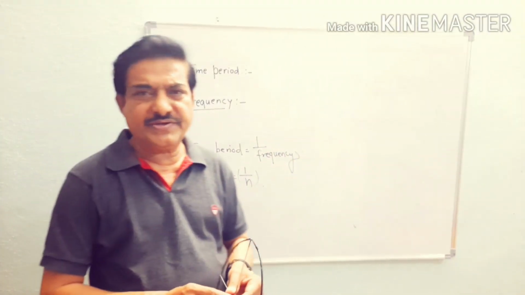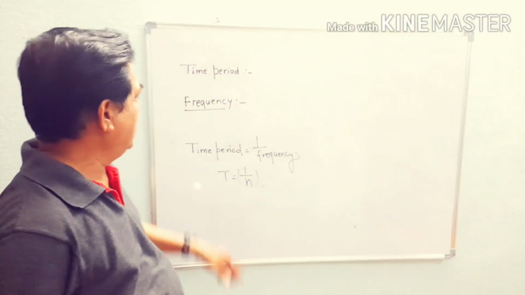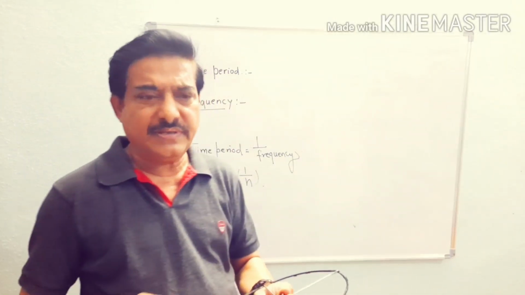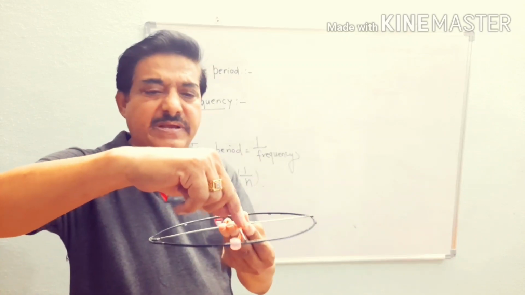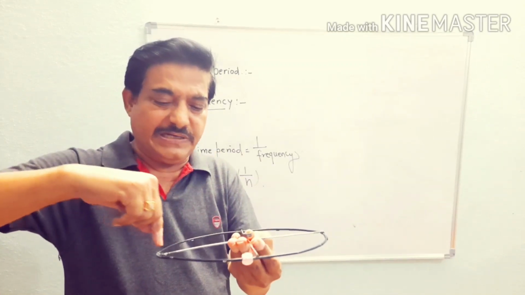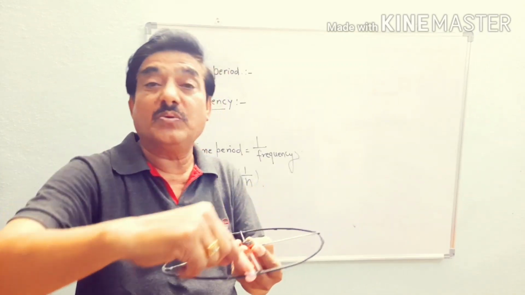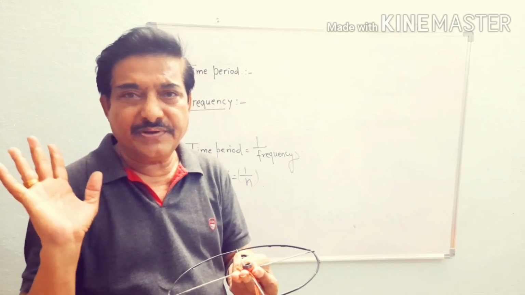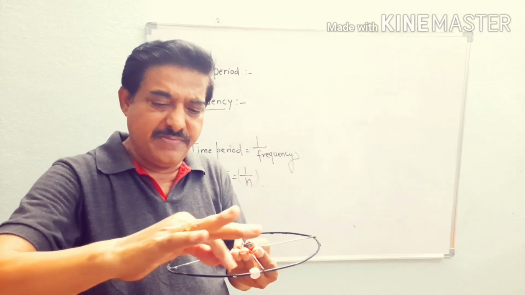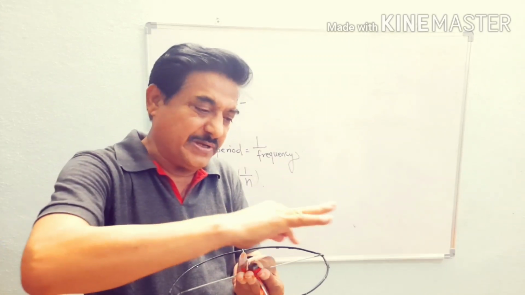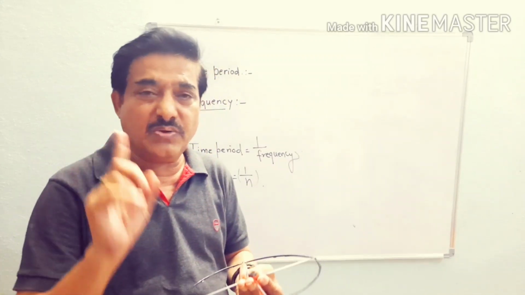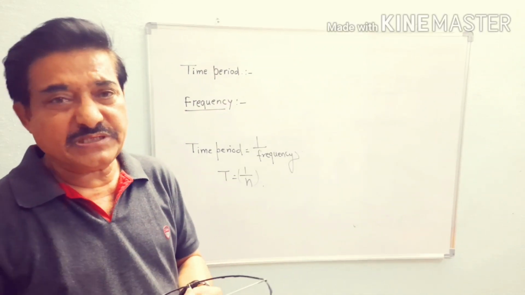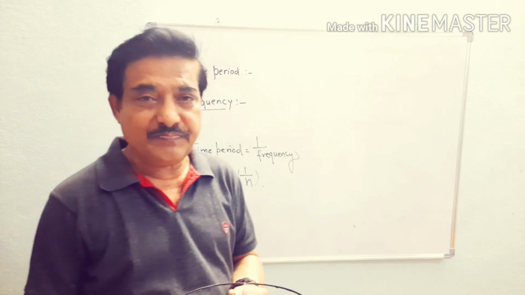The next definition in circular motion is time period. What is meant by time period? It is the time interval required for a particle to complete one revolution. That is called the time period, and it is represented by capital T.